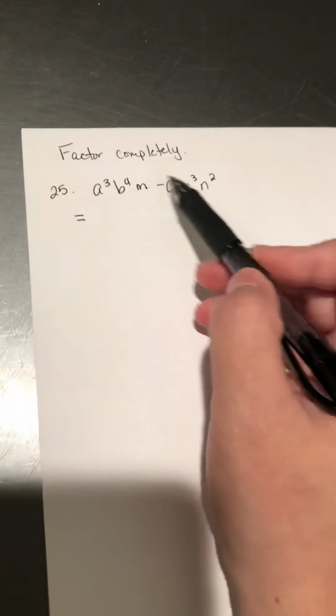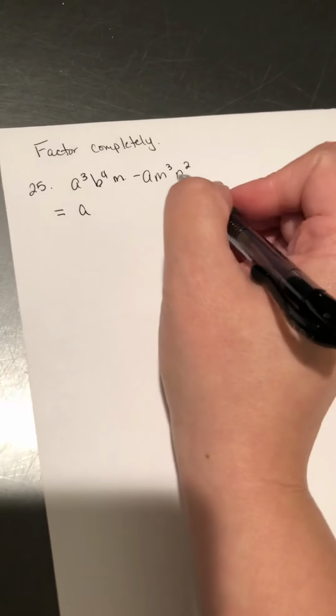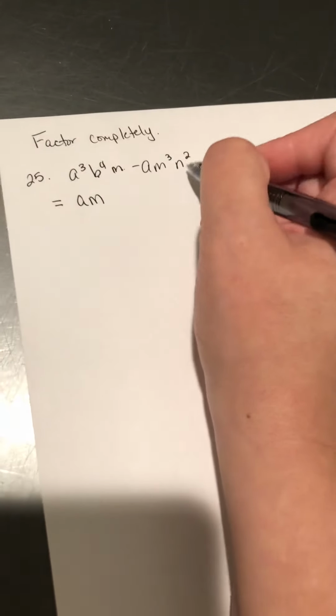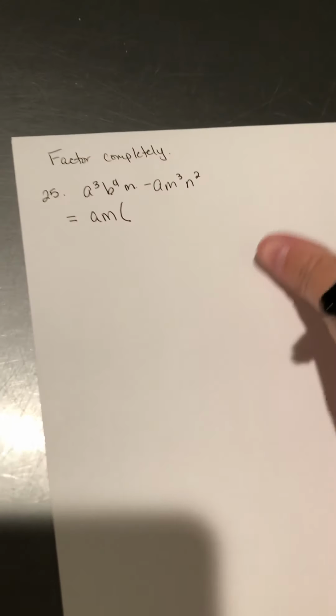So I've got an a cubed and an a, so I can take out an a. I have a b to the 4th I can't do anything with. I have an m and an m cubed, so I can take out an m. And then I have n squared that I can't do anything with. So this just makes it a little bit easier as far as looking at exponents go.